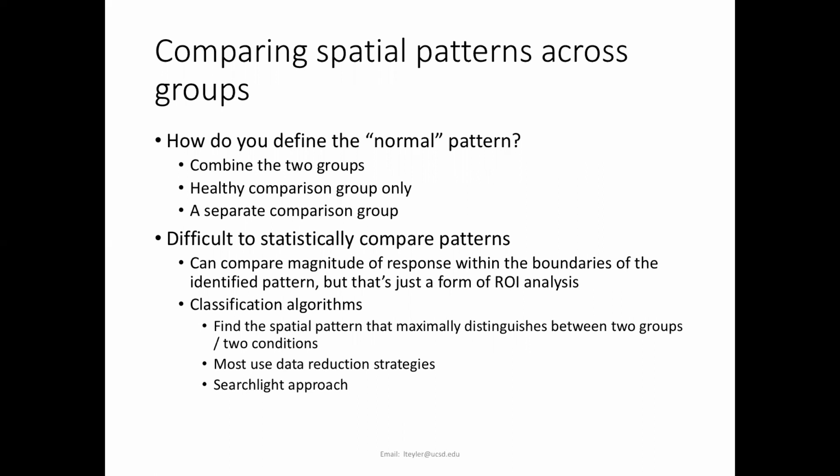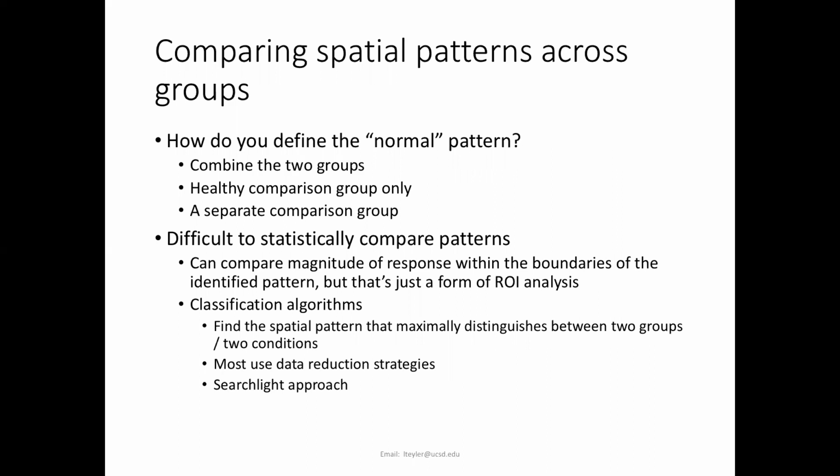Because you have to decide what is the normal pattern, right? So if you're trying to say the people with schizophrenia have a different pattern than the healthy controls, you could say the healthy control pattern is the norm and the schizophrenia are different from that. Or you could combine the 2 groups to say that's the normal pattern, but these people are different from that overall pattern, taking into account all the variability between the groups. Or you could have a separate comparison group. And it's just very difficult to statistically compare patterns between things.